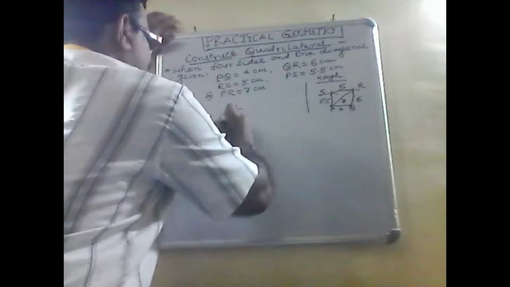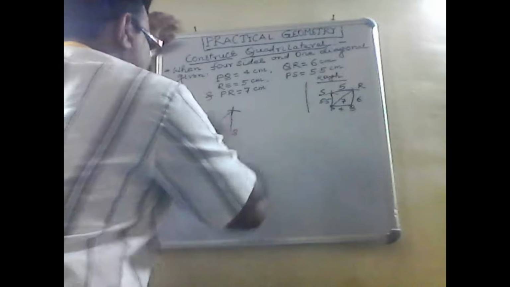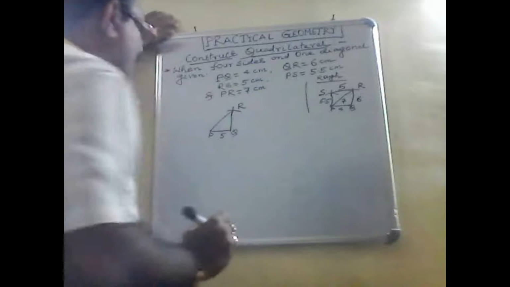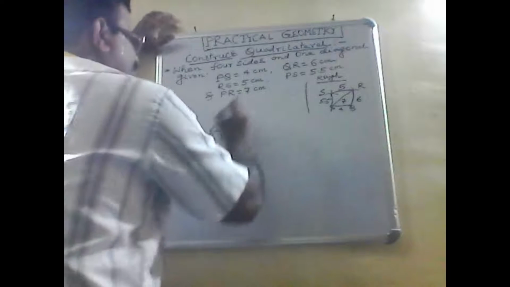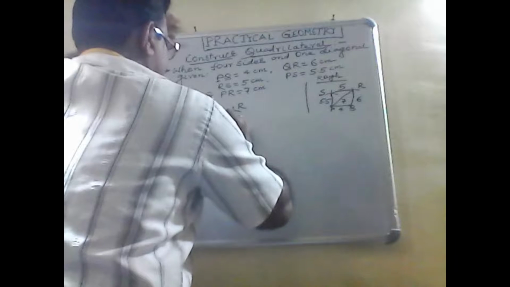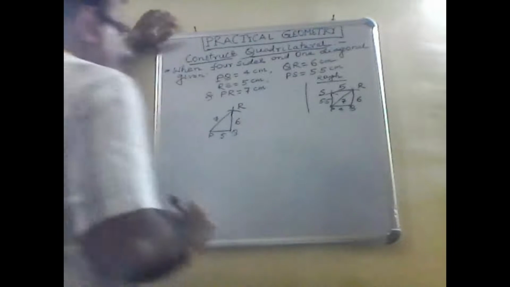It should intersect at a point, join these 2 points. So this point may be referred to as R, so I can write here PR. So PR will be 7 cm and QR will be 6 cm.